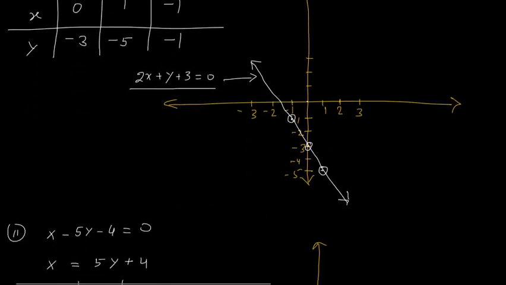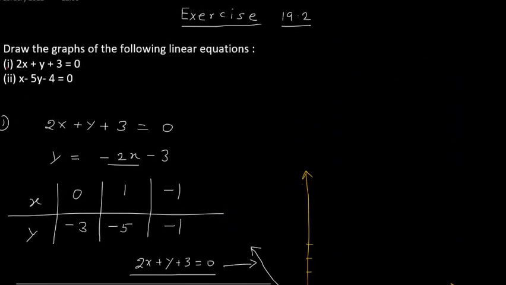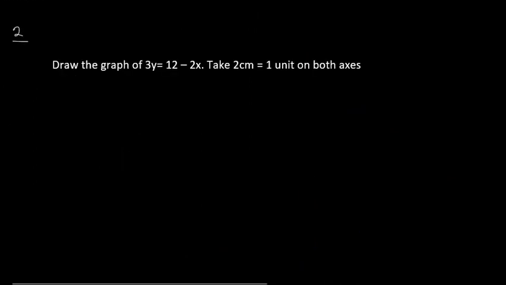So this is how you draw. Okay, now let us move to the second question. Second question is draw the graph of 3y equal to 12 minus 2x. Take 2 centimeter is equals to 1 unit.